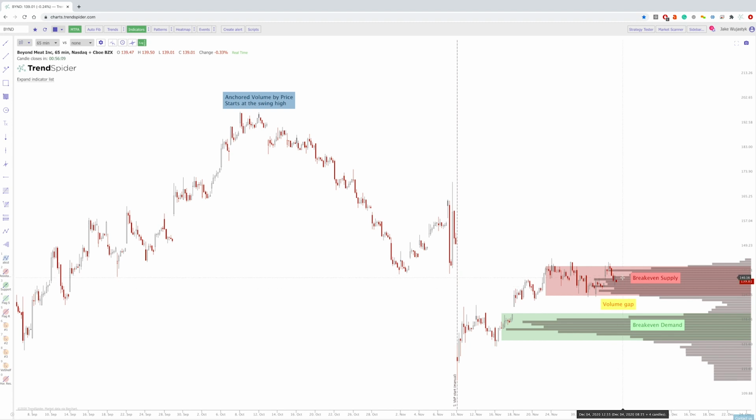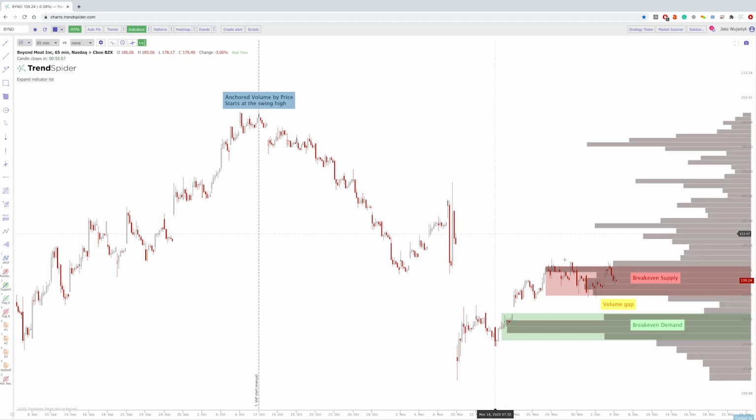Now, the thing I want to point out is if we anchor from the bottom, this volume was coming in once we moved up. Once we anchor from up here, we know a lot of this volume is likely from participants in this particular area right here. You have to remember it's all relative, and using the anchored volume by price is a little bit of an art, just like using the anchored VWAP is. But these are the things you want to know: break-even supply, volume gaps, and break-even demand.